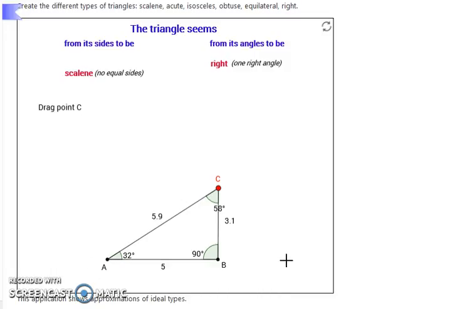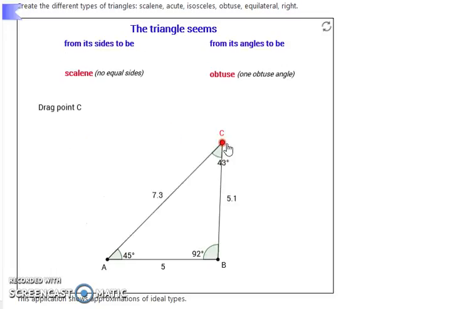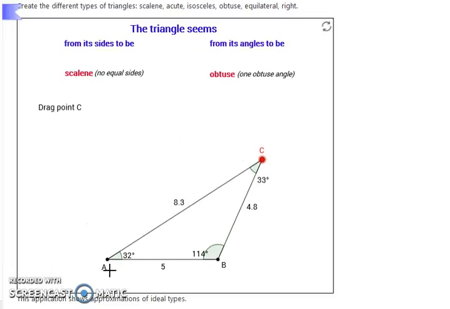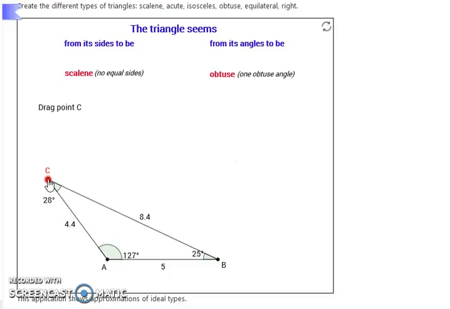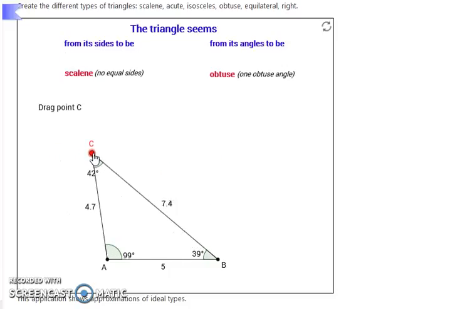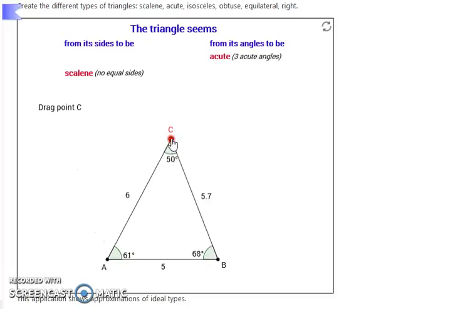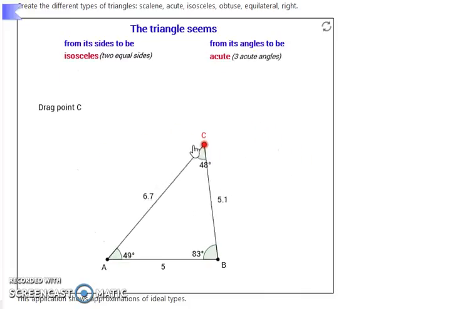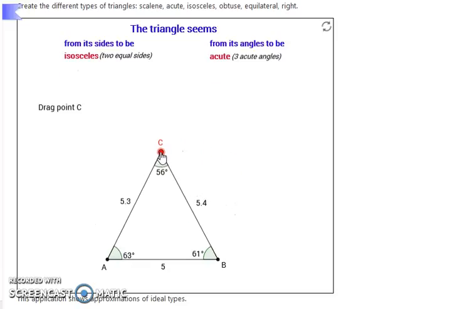What's awesome about this tool that I'm using is that I can only control point C right here. I cannot control point A and B. Those stay where they are. But just by controlling C, I can really form whatever triangle I want to make. And if you notice where it says from its sides to B and from its angles to B, whenever I move point C, the labels are constantly changing. It's pretty incredible, isn't it?